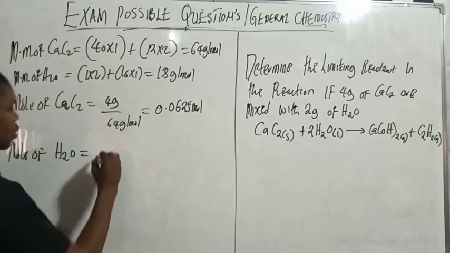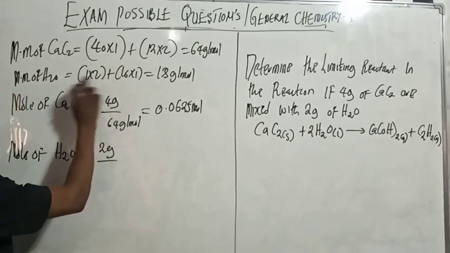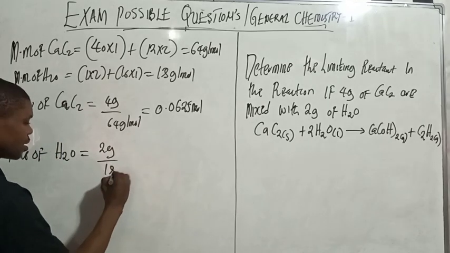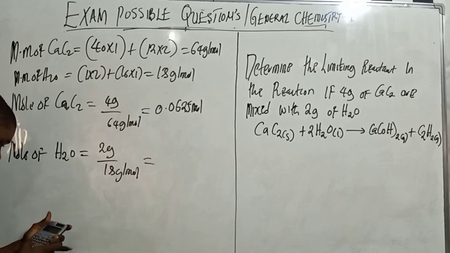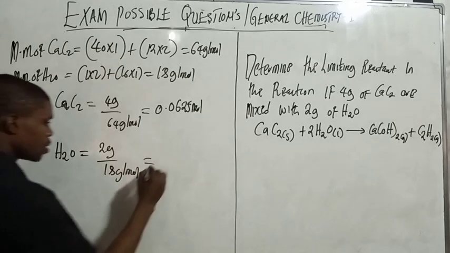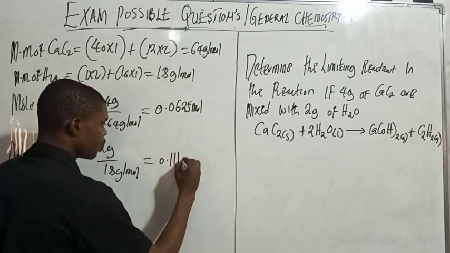It's going to be 2 grams over what? Over 18 grams per mole. So you have 2 divided by 18. You have 0.111 mole. Do you get that?